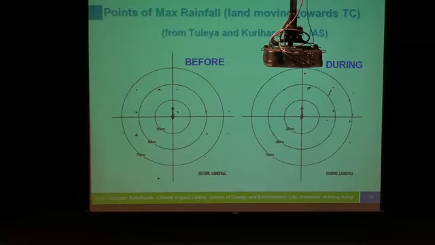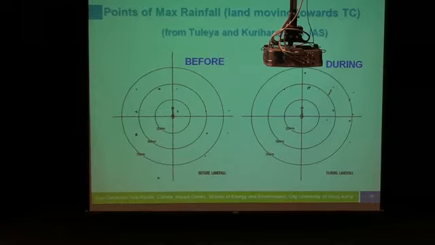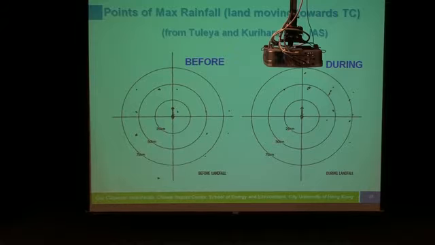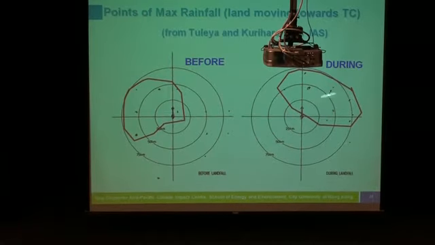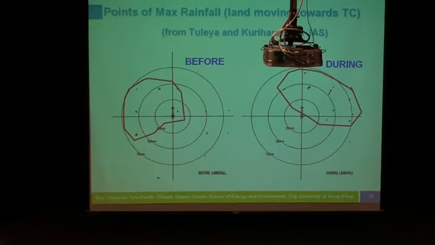And this is very similar to some of the model simulations by Tuleya and Kurihara many years ago, in which they found that before the storm makes landfall, the rainfall is to the left of the storm motion. Each dot represents where you have the maximum rainfall. So you have more dots to the left before making landfall, but during landfall you have more dots in the right front quadrant, and that's very similar to what we have obtained from observations.